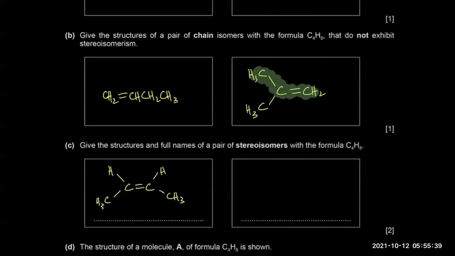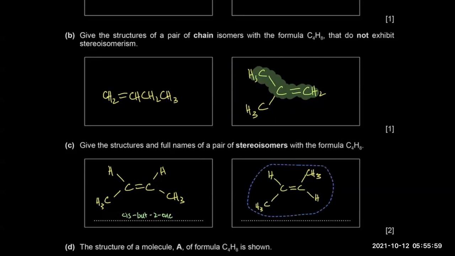In butene, this is cis butene. And then we also have trans butene. For this, you have to clearly show the isomers, the cis and trans nature of them. Okay, so we have trans butene. You have to give the names as well.